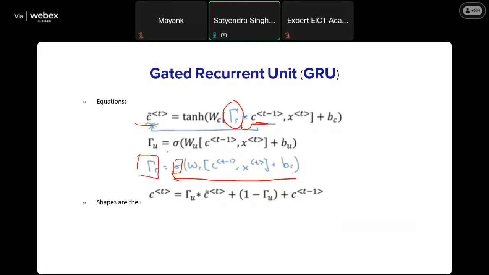That relevancy notion captures how much C(t-1) is related to C(t), and the update remains the same. C(t) is update gate times candidate context information plus 1 minus update gate times the previous information.